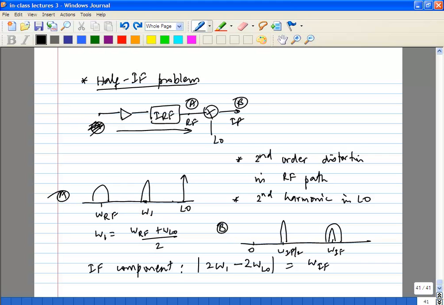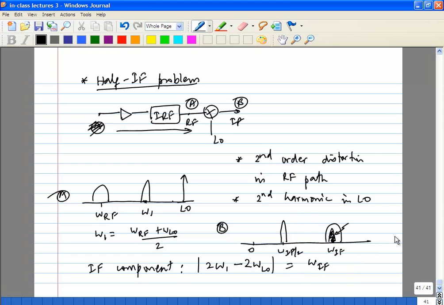something there. Okay, you're going to get that problem. Now what else can you have? You can also have a case where, let's say, you didn't have a second harmonic in LO. Okay, so naturally you won't get this component. Okay, you will still get this one though, right?